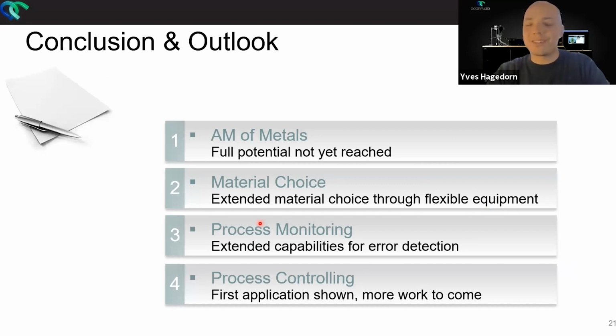So even though it was just a really, really short talk, 50 minutes, but I'd like to conclude real quick. Additive manufacture of metals, we believe the full potential is not yet reached. We want to be a partner for innovation. So hit us with your applications. We will be there later on at the vendors launch. We believe the material choice is extending through flexible equipment. We've shown that. And process monitoring, for once, allows for extended capabilities in error detection, which is important for standardization. But process controlling, the next step, the holy grail, that is what we've shown here, first application, and there will be definitely more work to come.